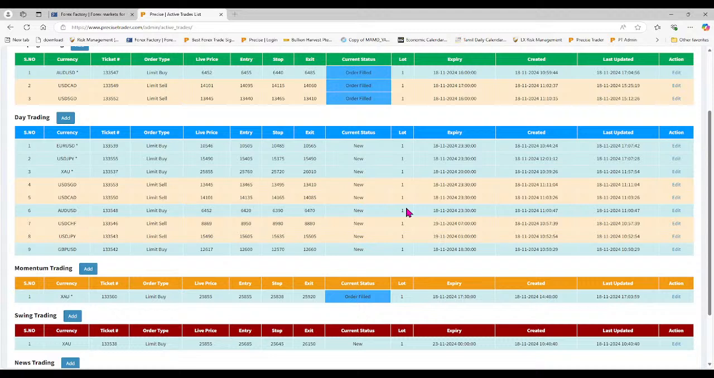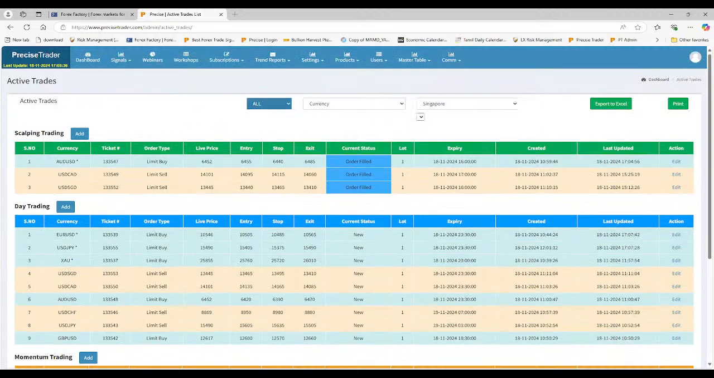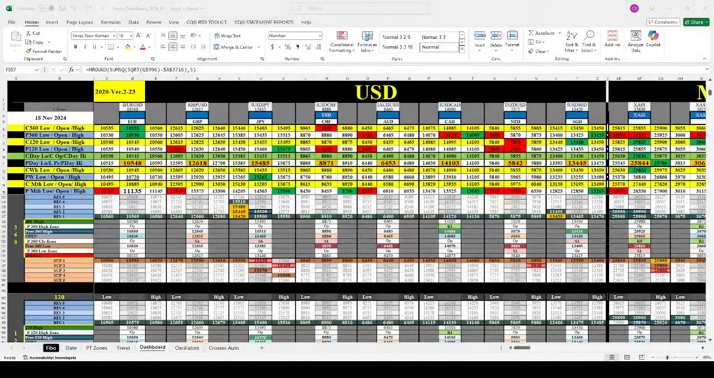So for those of you who are coming for the first time, you may want to know how we do things, because we are not like other service providers. We give you our precise entry, exit, and stop loss together with the expiry time. Once you know that the order is filled, then you start to manage the trade and maintain it. Yeah, so now with that, I think we proceed with our analysis for the new time belt.